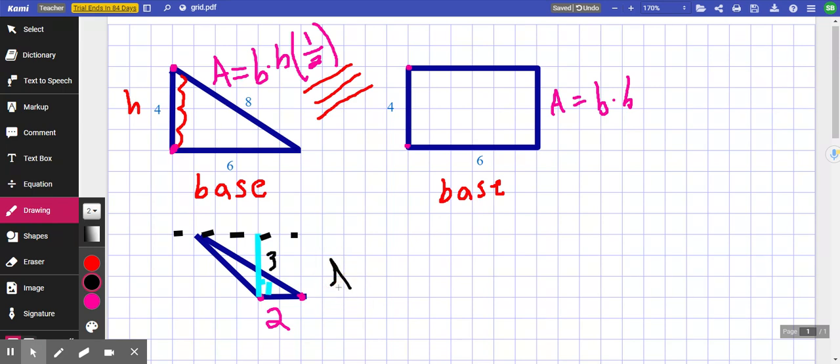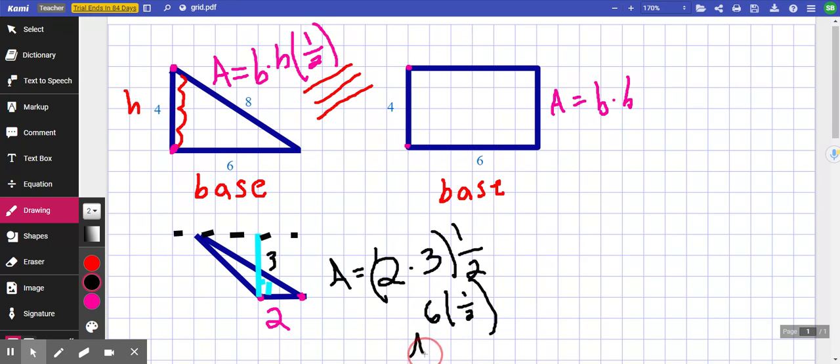So you might say, okay, then the area is simply 2 times 3. But that would be if it's a rectangle. This triangle is actually half the amount of a rectangle that would have a base of 2 and a height of 3. So you've got to do 2 times 3, but then multiply it by 1/2. So 6 times 1/2, half of 6 is 3. This triangle has an area of 3 square units right here.